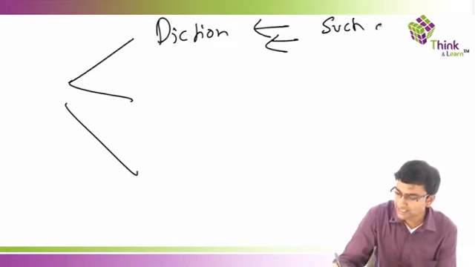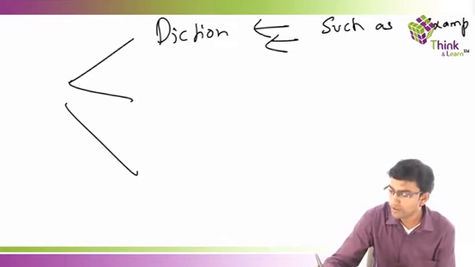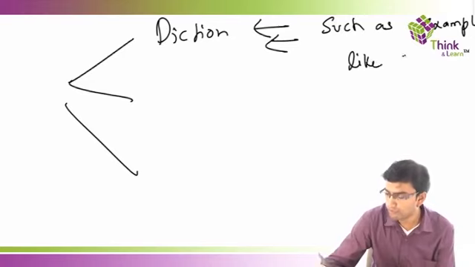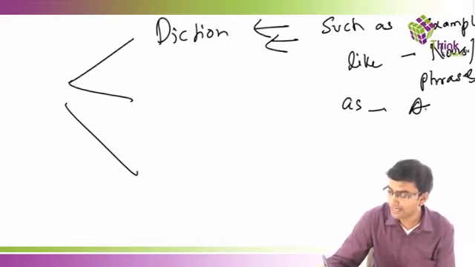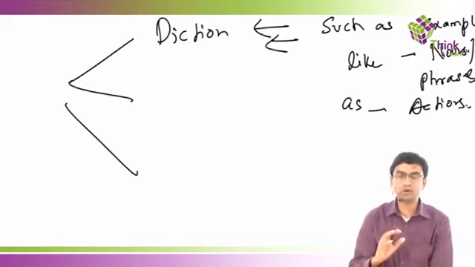Like you use such as for examples. Like is always used for comparing nouns or phrases, whereas as is always used for comparing actions. This is something which we have learned. This is what diction errors are.